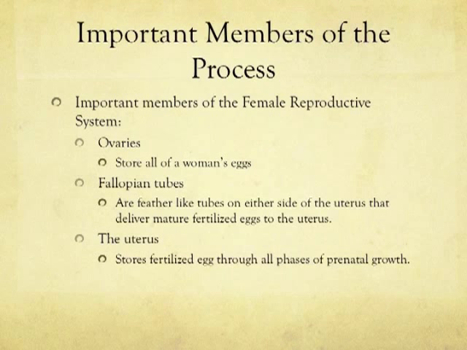The next members we look at are the fallopian tubes. The fallopian tubes are feather-like tubes which connect each ovary to the uterus. The fallopian tubes deliver fertilized eggs to the uterus, and the uterus is the final member of the female reproductive system. It's the place in the body which is designated to carry the fertilized egg all the way from implantation through the end of pregnancy.